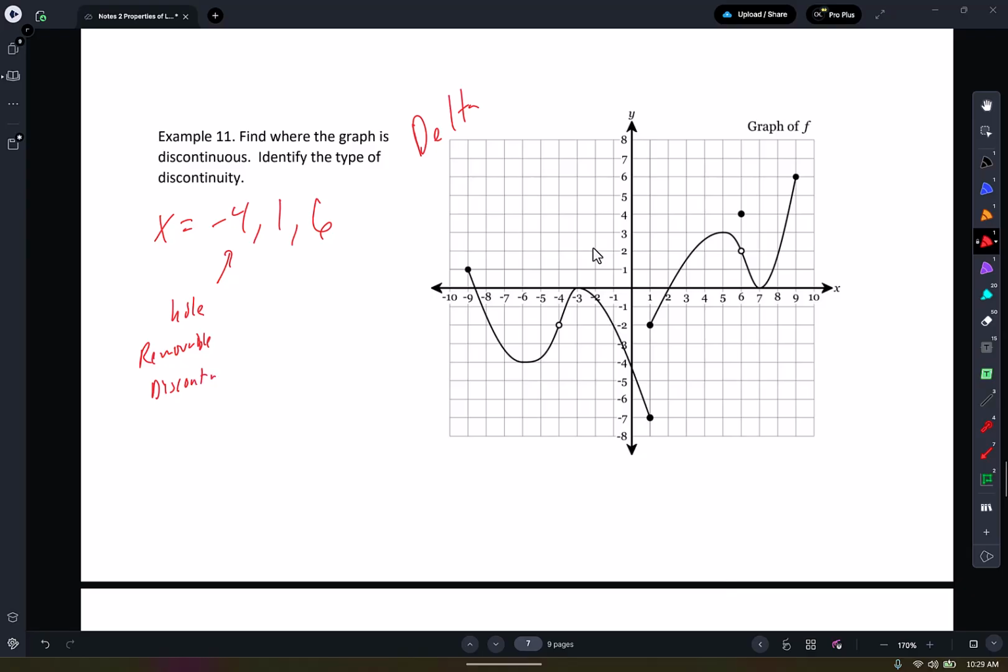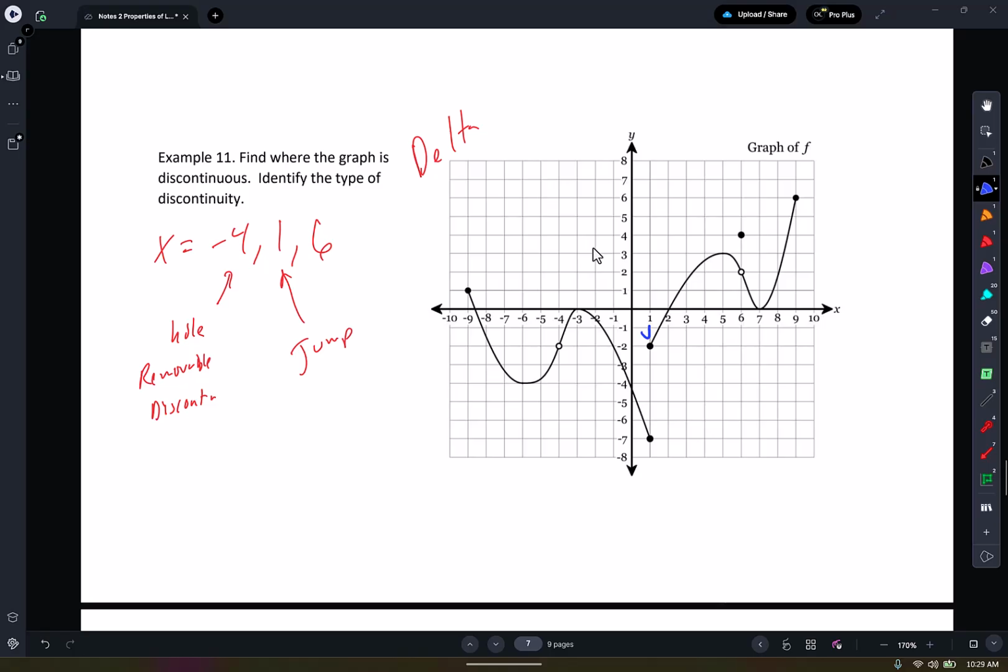At 1, what do I have? Jump. By the way, I don't like it at 1 because look, is this a function? No, you can't be defined at -2 and at -7. This is not a function, guys. That's why I don't like this graph, but that's what Delta did, so that's fine. What about at 6? It's an irremovable discontinuity.